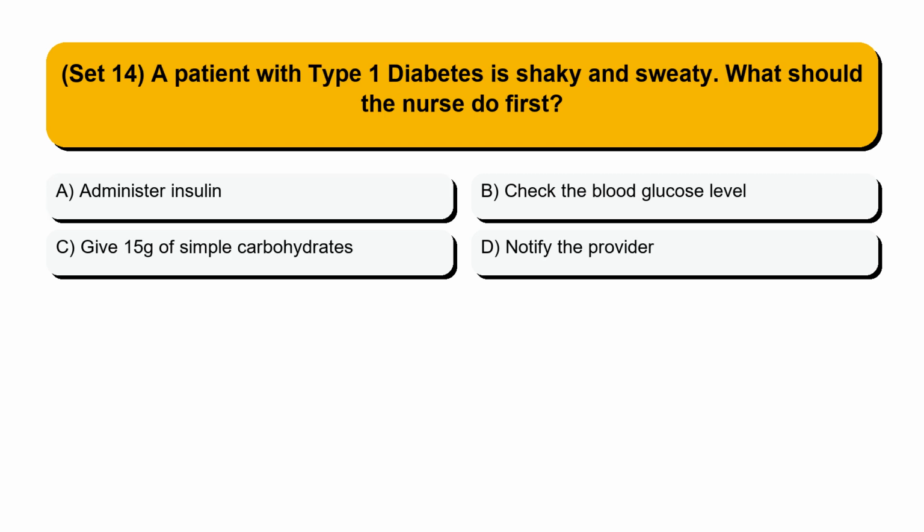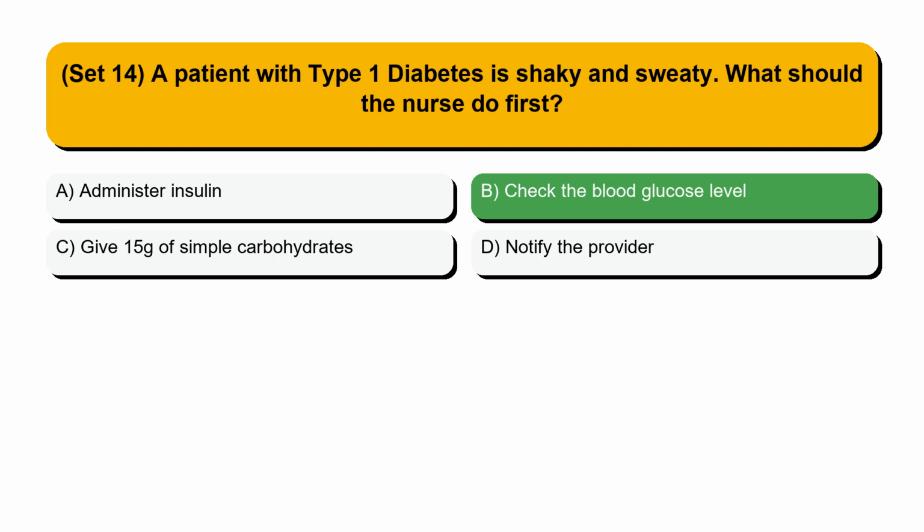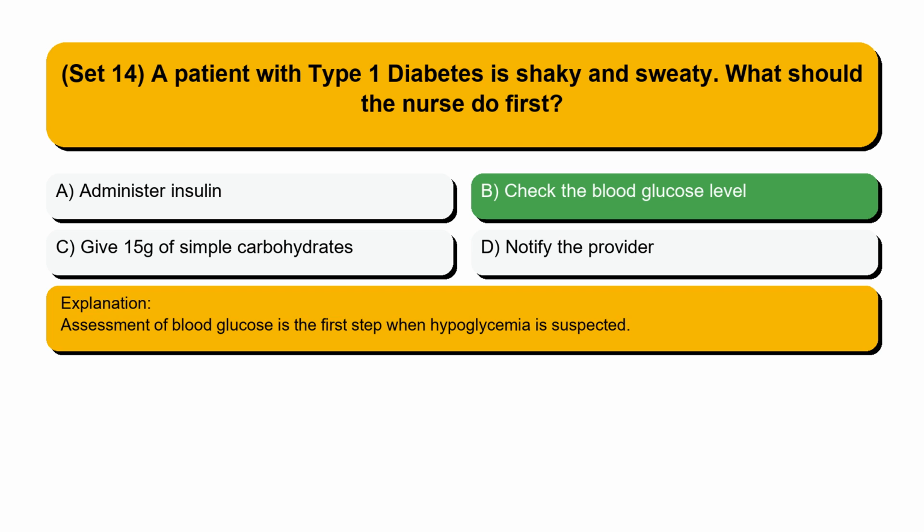Question 14. Set 14. A patient with type 1 diabetes is shaky and sweaty. What should the nurse do first? Option A, administer insulin. Option B, check the blood glucose level. Option C, give 15 g of simple carbohydrates. Option D, notify the provider. The correct answer is option B, check the blood glucose level. Assessment of blood glucose is the first step when hypoglycemia is suspected.